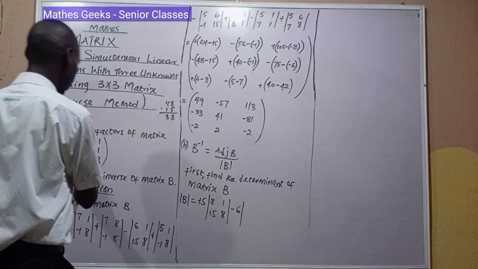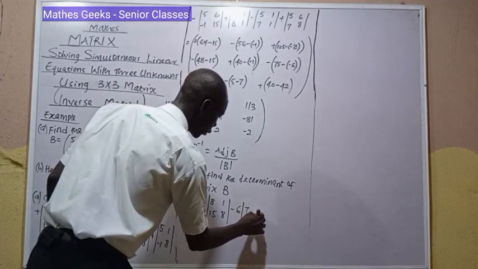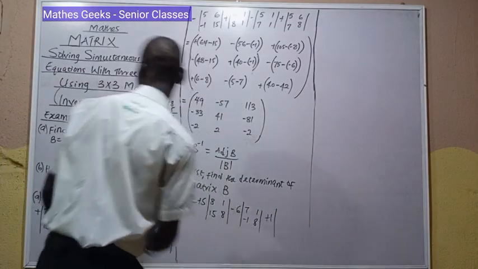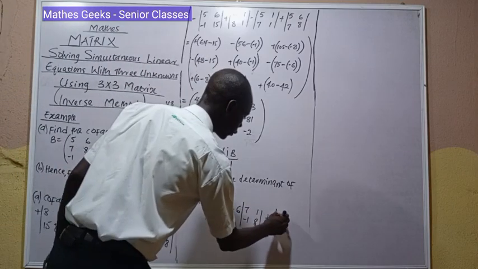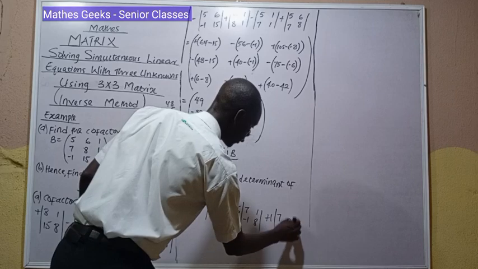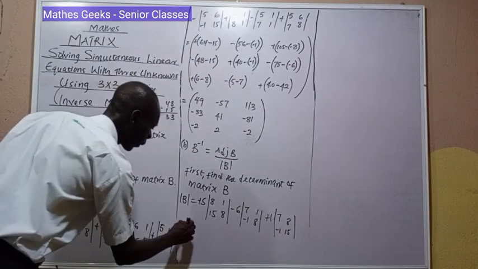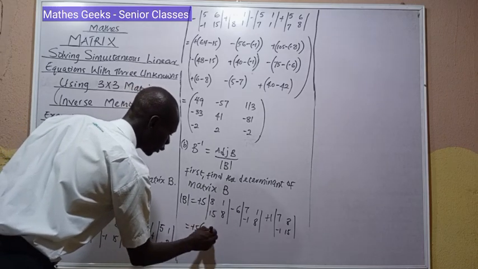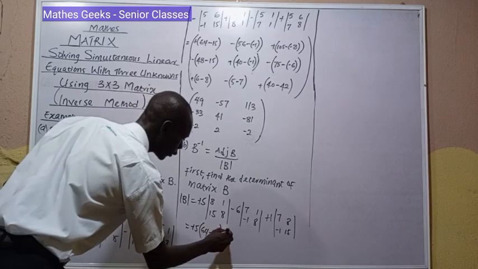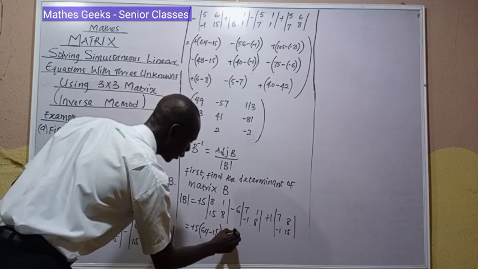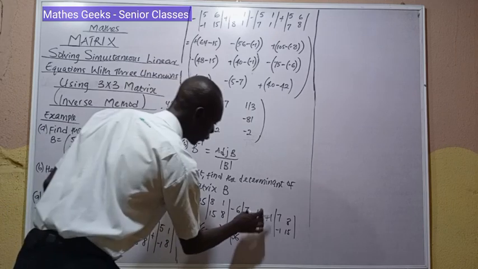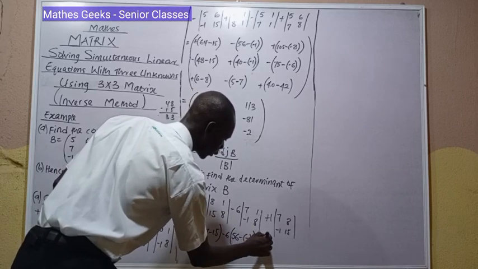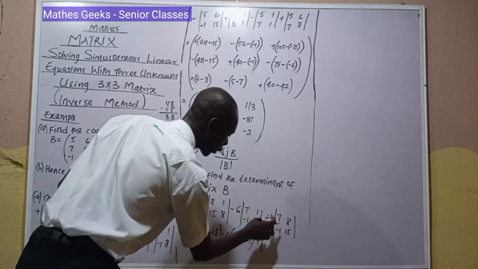First row, second column: 7, minus 1, 1, 8. And then plus 1, first row, third column: 7, minus 1, 8, 15. Then plus 5: 8 times 8 is 64, 1 times 15, minus 15, minus 6. 7 times 8, 56. 1 times minus 1, minus 1. Plus 1, so you can ignore the 1.